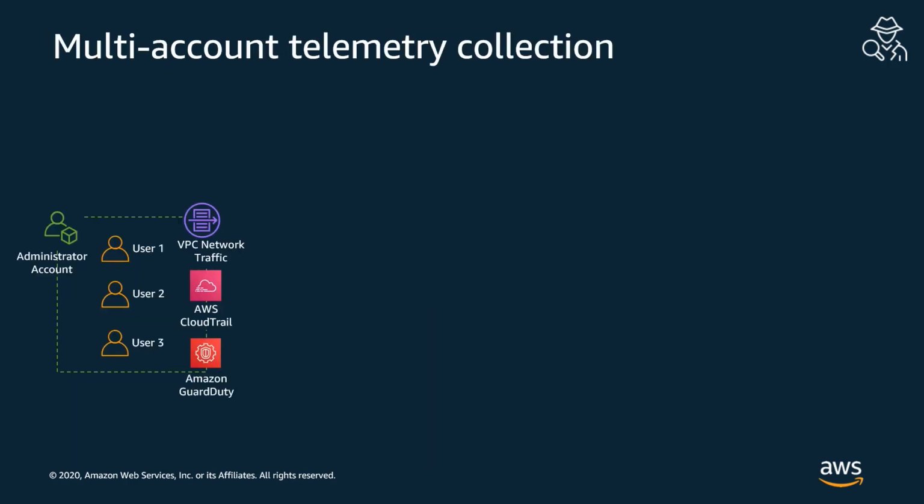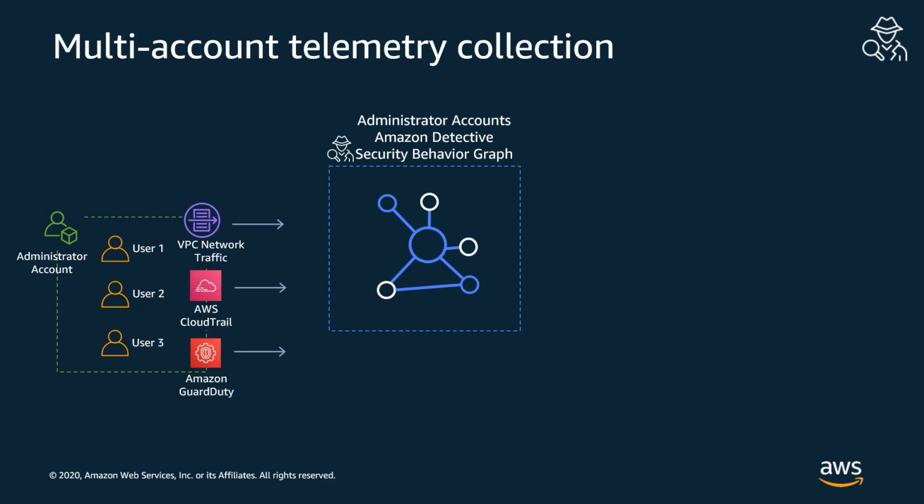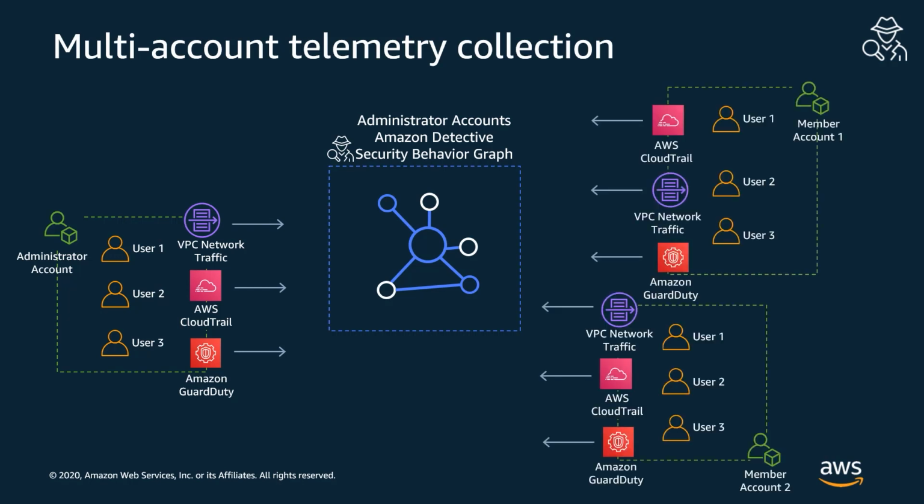Detective is a multi-account service. When you enable Detective using a designated administrator account, a security behavior graph is created to hold the log summaries and analytics for your accounts. The administrator account can then invite member accounts, and once they accept the invitations, the CloudTrail management events, VPC network traffic, and GuardDuty findings for all the accounts flow into the security behavior graph that was created for the administrator account. The administrator account can then interact with the security behavior graph using the Detective console. I should point out that Detective is a regional service and you need to enable it separately in each region where you have AWS workloads.